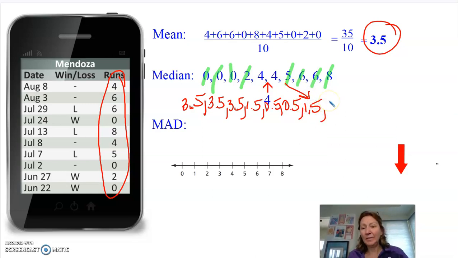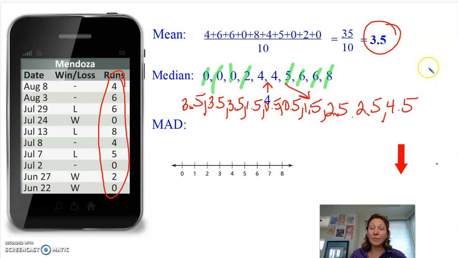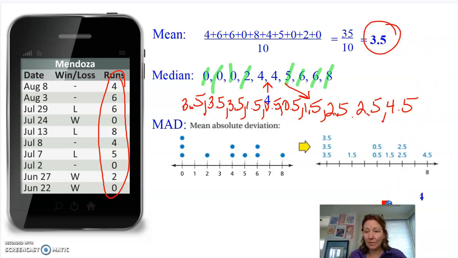1.5, not very fun to do with decimal numbers. And then 6 would be 2.5, 2.5, and then 8 would be 4.5. So we take all of those distances from the average, and then I divide by 10. Okay, so there's all my numbers.